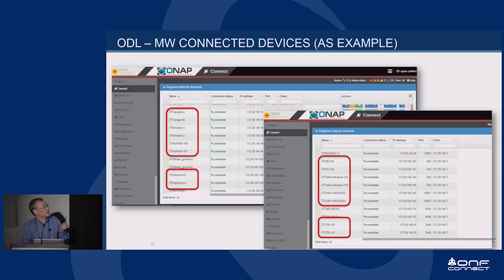Unfortunately, I'm not sure exactly what this is showing, but I think it's just a screen capture of an ONAP representation of the different wireless transport devices and how they're connected together. I wish I had a little bit more information about what that actually is, but if necessary, I can find out more about it.